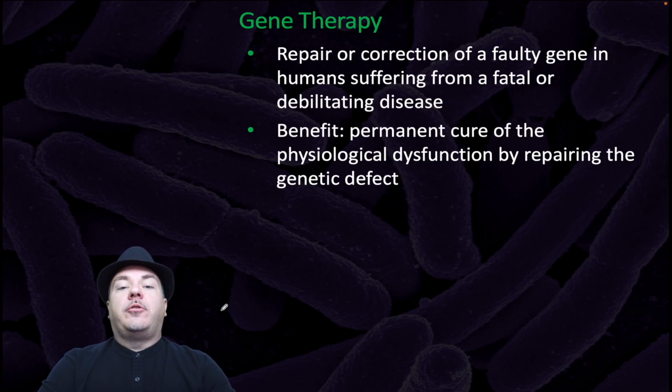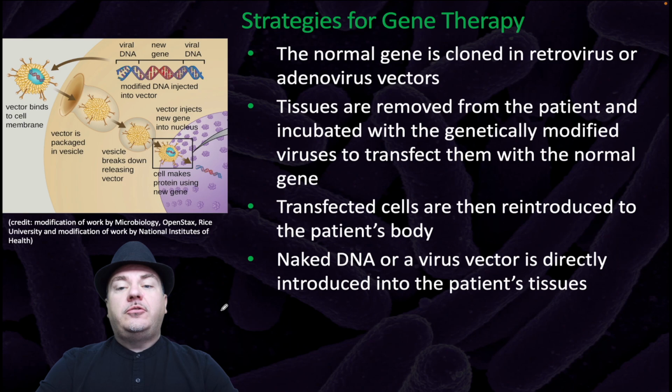Gene therapy is the repair or correction of a faulty gene in humans suffering from a fatal or debilitating disease. A benefit of gene therapy is that it's a permanent cure of the physiological dysfunction by repairing the genetic defect. In gene therapy, a normal gene is cloned into a retrovirus or adenovirus vector. Tissues are removed from the patient and incubated with a genetically modified virus to transfect them with the normal gene. Transfected cells are then reintroduced into the patient's body.